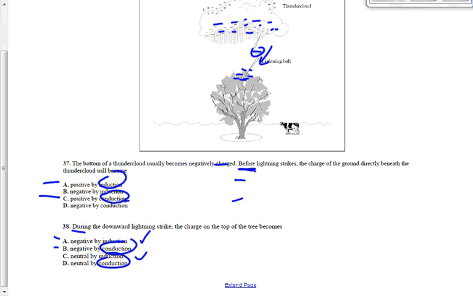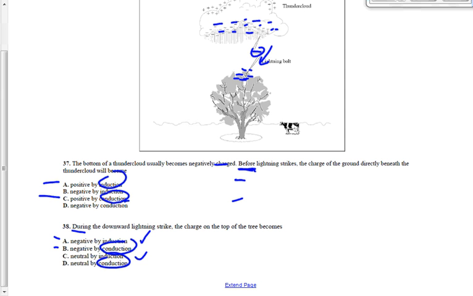We say it's negative because these electrons are going down towards the tree, and as they're striking the tree, the top of that tree gains negatives. If it gains negatives, it has to become negative. So when the bottom of the cloud is negative, through induction, it makes the ground positive. That's right. Why wouldn't it make the tree positive in that same process? It would, but during the strike, there's negatives being transferred down in there too.